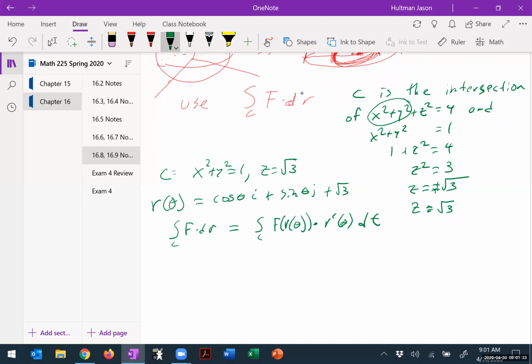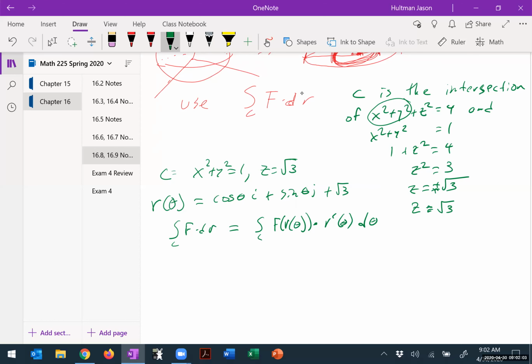R prime of theta d theta. Okay, now, did I have to convert from rectangular to polar? No. Why did I not have to convert from rectangular to polar? Because it's a parametric. We already parameterized this thing. It's already done. It's in terms of theta, but it's a vector. It's a vector parameterization of that curve, this specific curve in 3 space.